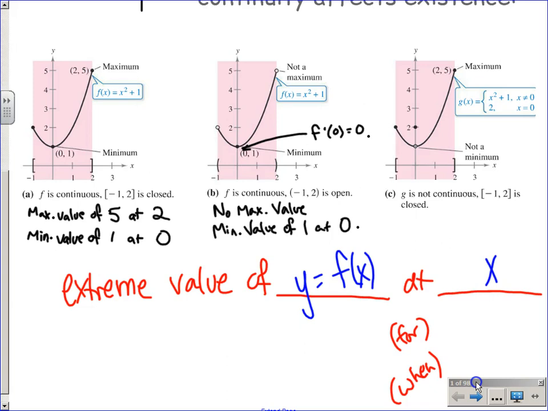Is there a horizontal tangent line? No. Why? It's not continuous, and if it's not continuous, it's not differentiable. But long story short, looking at the graph, is there a max of 5 at 2? But what did this quick little redefining of G, of F, I should say, into G, what it took away: min. So there's no min value.